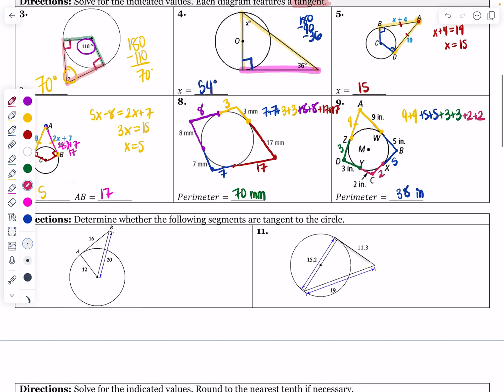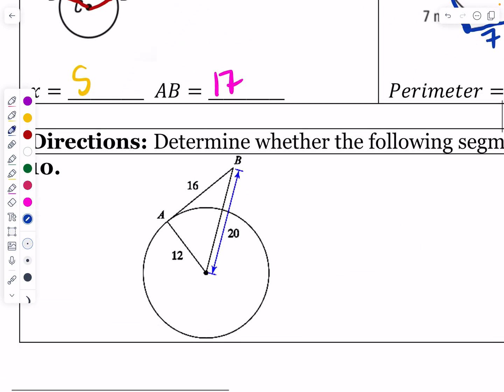Now the next set says, instead of saying that assume that they're tangent, it says determine if they're tangent. So determine whether the following segments are tangent to the circle, meaning do they create a 90-degree angle at point A? And I'm going to put a question mark there because we are not sure. There's a theorem that helps you to figure out if three pieces make a right triangle, an acute triangle, or an obtuse triangle, and that is the Pythagorean theorem.